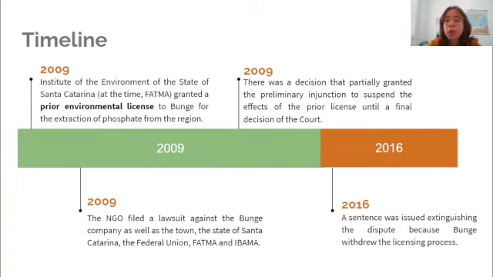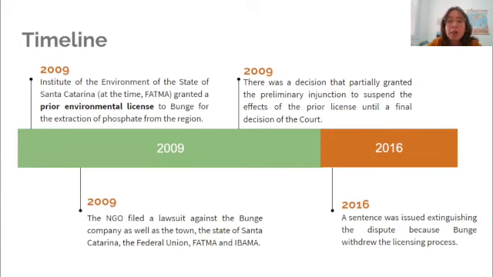According to the NGO Montanha Viva, the studies presented by Bunge were superficial and did not show the real impacts. So the NGO filed a lawsuit against the Bunge company, along with the town, the state of Santa Catarina, the Federal Union, FATMA, the Environmental Institute IBAMA, and other co-authors that joined the active pole in the course of the public civil action. The purpose of this lawsuit was to prevent the implementation of the superphosphate manufacturing complex in the rural area of the municipality of Anitápolis.